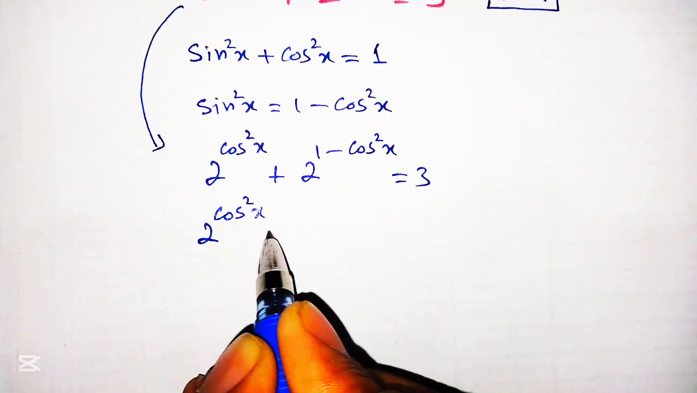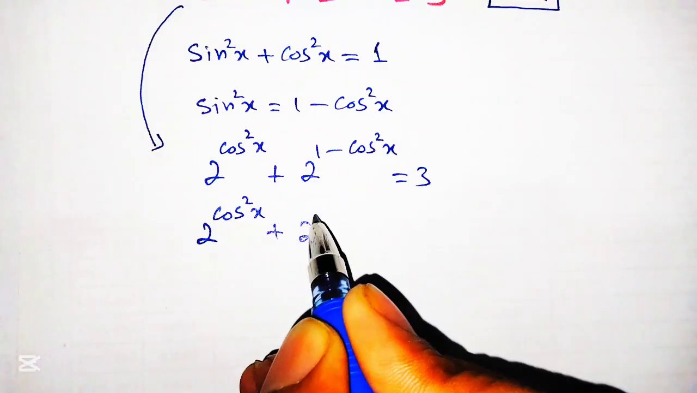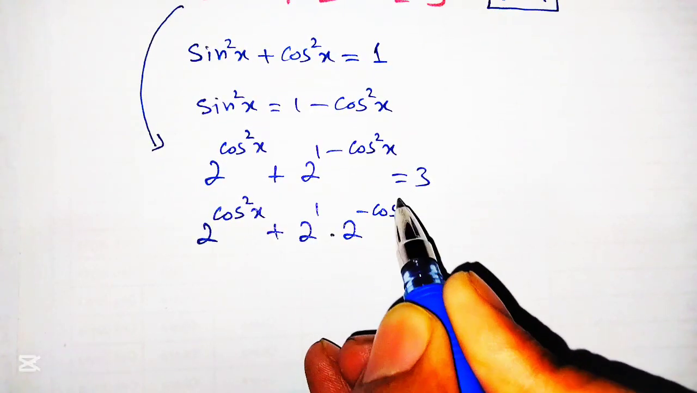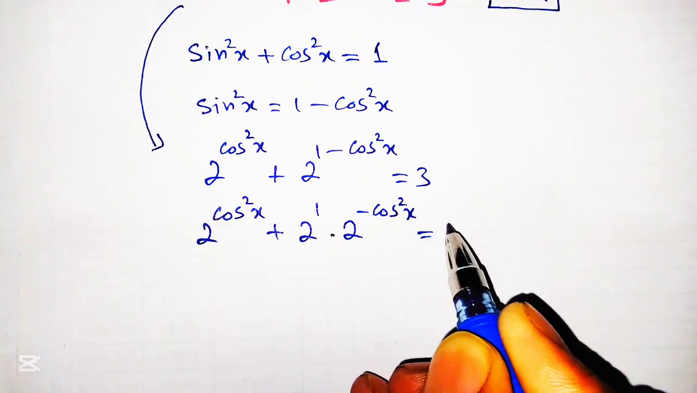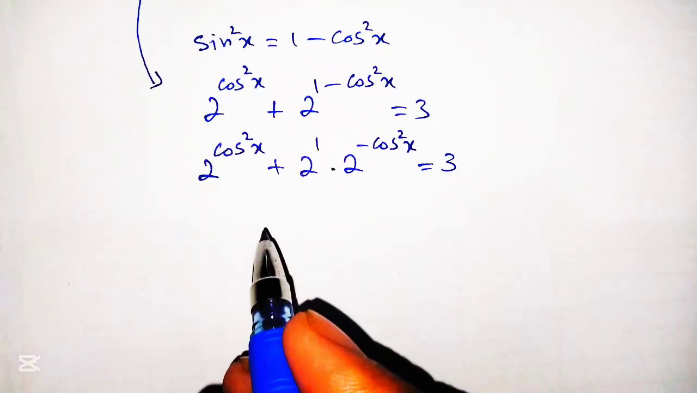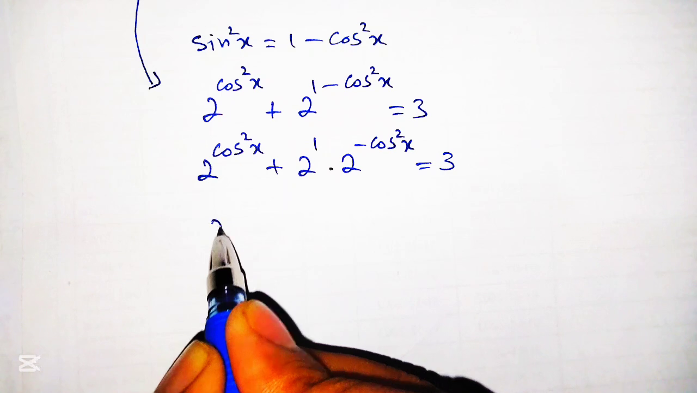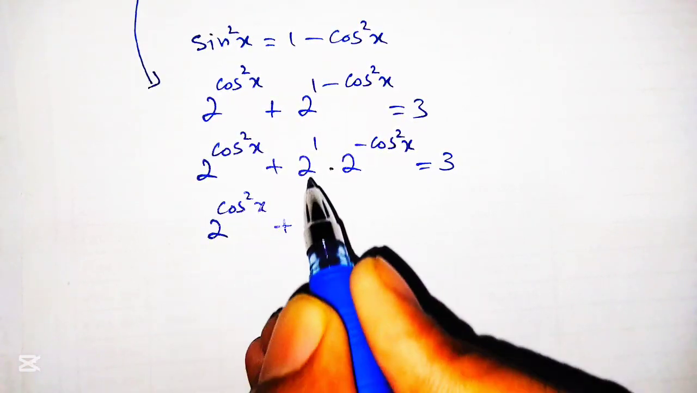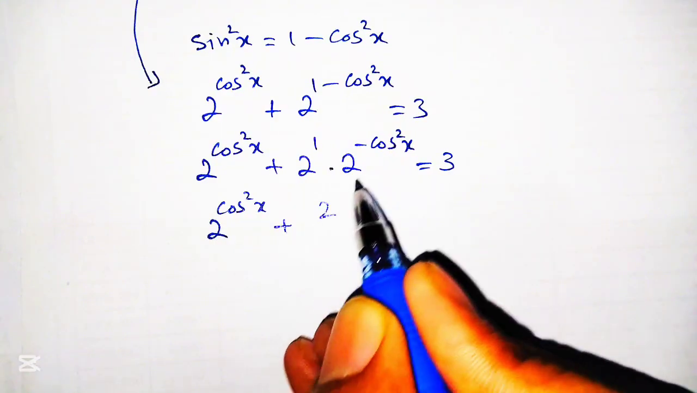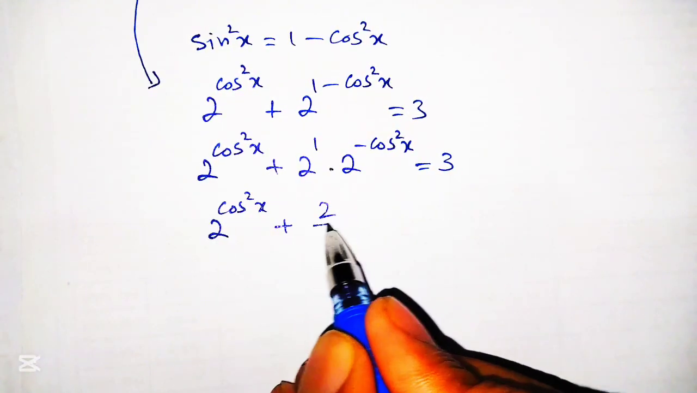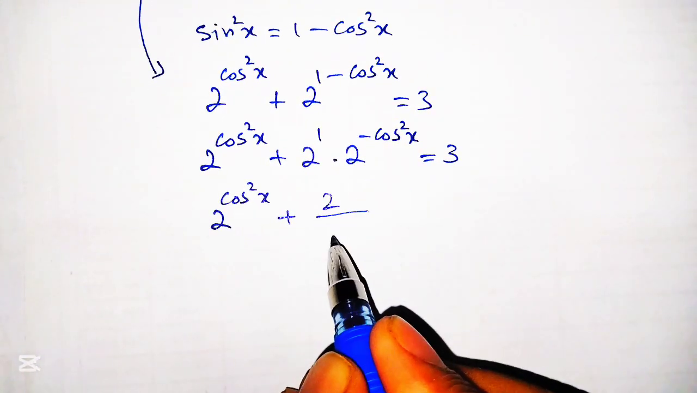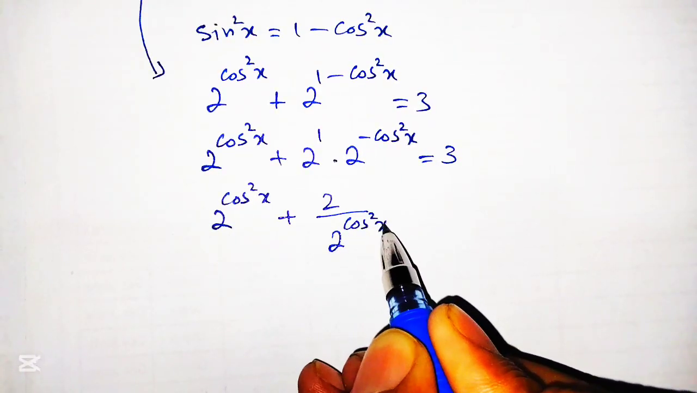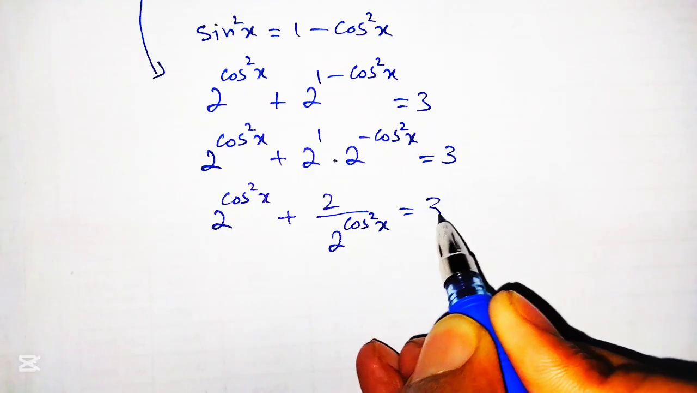Now we can separate the terms, and it can be written as 2 raised to power cosine square x plus 2 raised to power 1 times 2 raised to power minus cosine square x is equal to 3. Now we can write it as 2 raised to power cosine square x plus 2 over 2 raised to power cosine square x is equal to 3, since if we take this term in the denominator, the negative power will become positive.